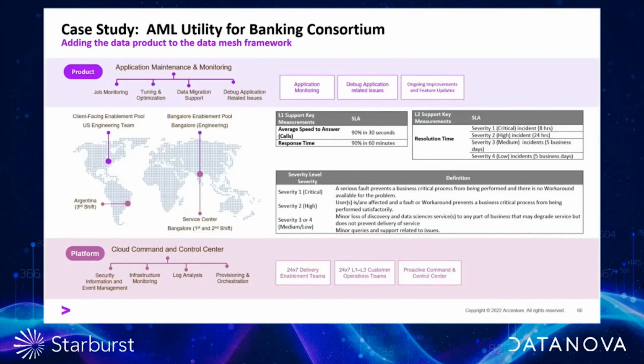Now let's think about another dimension: what the central organization might do. The central organization is certainly going to provide things like architecture and tooling. It is going to provide things like governance and support. Another really important thing is service and service operations. Just like you have application monitoring and infrastructure monitoring, you're now going to apply that to your data product: monitoring your data jobs, tuning and optimization, data migration, and debugging.